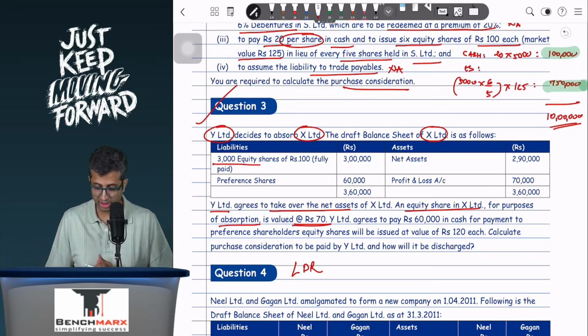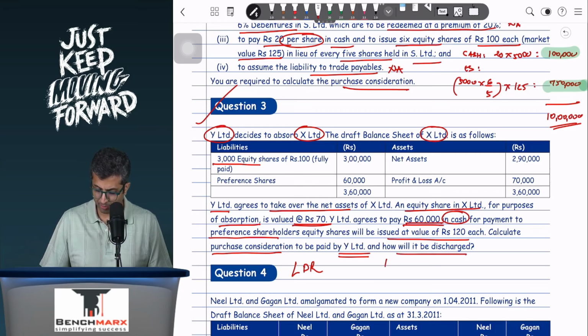3,000 into 70, that is 2,10,000. Y agrees to pay 60,000 in cash for payment to preference shareholders. Equity shareholders will be issued shares at the value of rupees 120 each. Calculate the purchase consideration to be paid by Y and how it will be discharged.